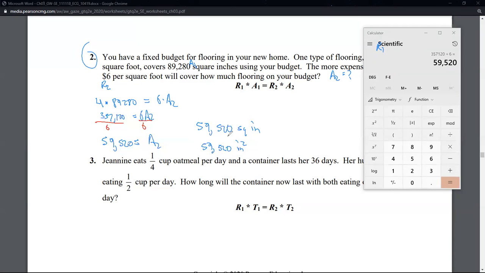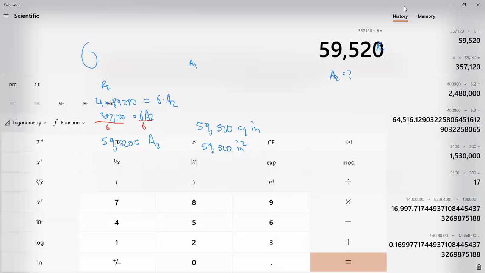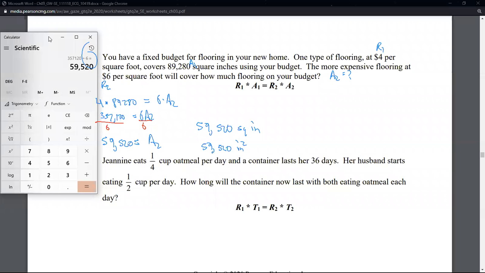All right, finally, my favorite one. Number 3. Let's put it over here. Good enough. Janine eats 1/4 cup of oatmeal per day, also known as 0.25 cups per day, and a container lasts her 36 days. This is her by herself. So her husband starts eating 1/2 cup a day. How long will the container now last with both eating cereal each day?